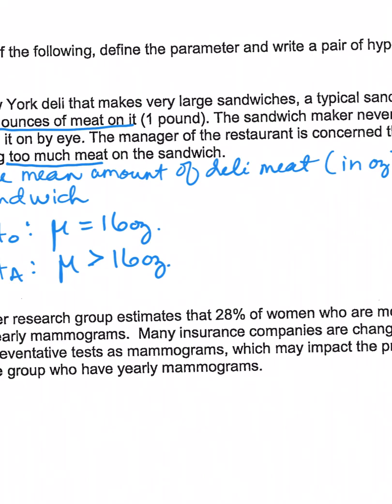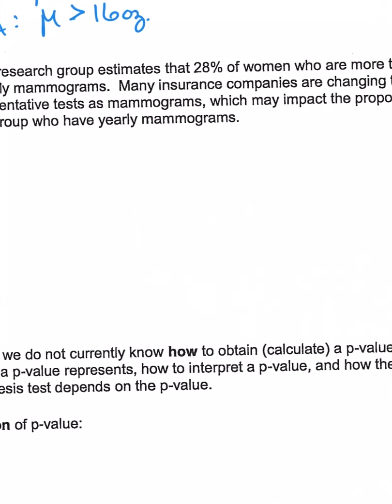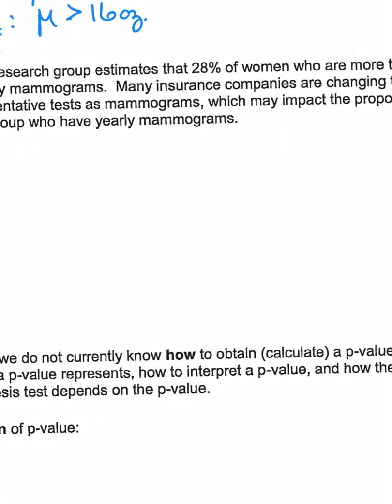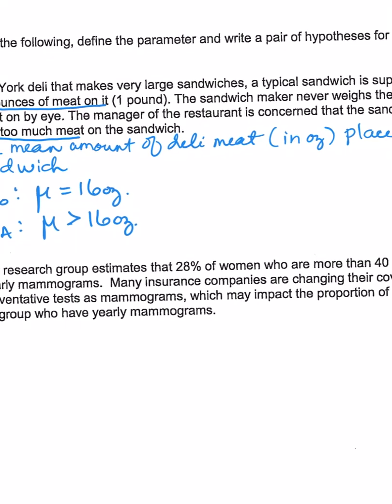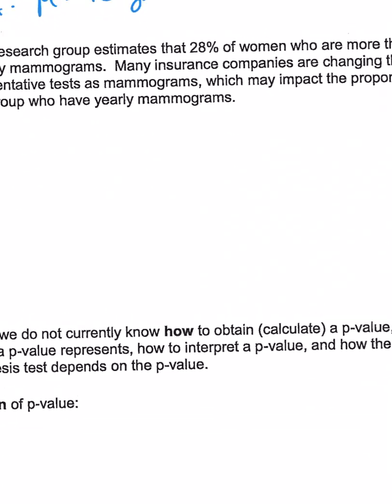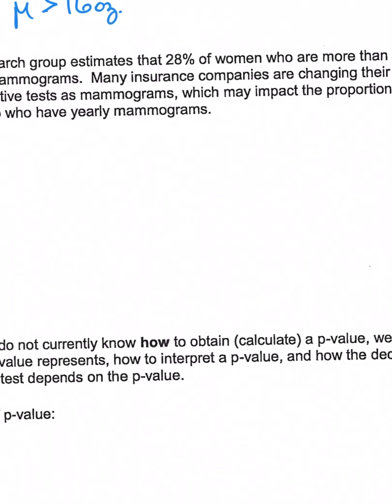Now, look at part B. Okay, that's not too hard. A cancer research group estimates that 28% of women who are more than 40 years old have yearly mammograms. For this, all it said was define the parameter and write a pair of hypotheses. If you can't write the hypotheses, you're sunk from the get-go. Many insurance companies are changing their coverage for such preventative tests as mammograms, which may impact the proportion of women in this age group who have yearly mammograms.